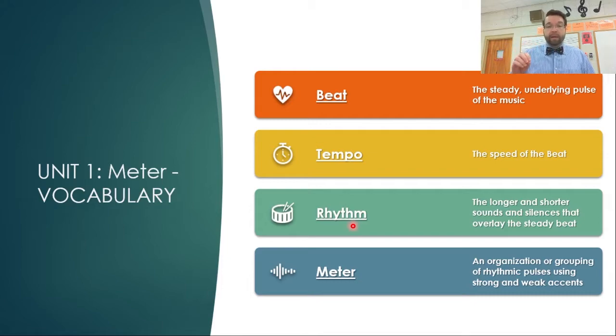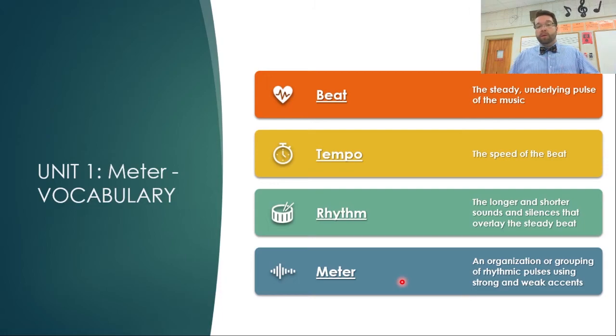That's what makes it interesting, because I can have this beat underneath, but then I can also be doing that rhythm that I was doing with my mouth, singing and pitch. That was a rhythm that's over top of that. Now, meter. Meter is the organization or the grouping of rhythmic pulses using strong and weak accents.